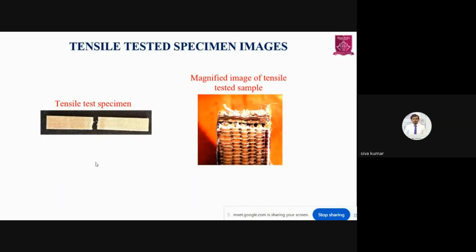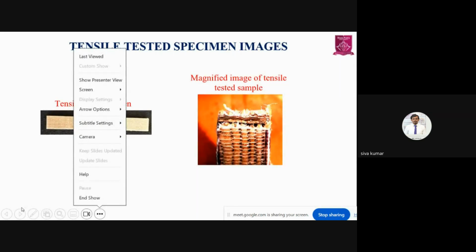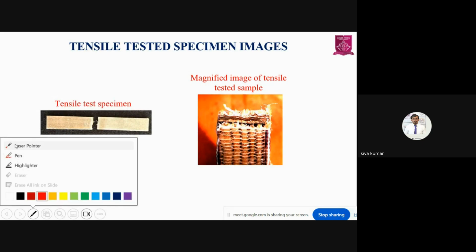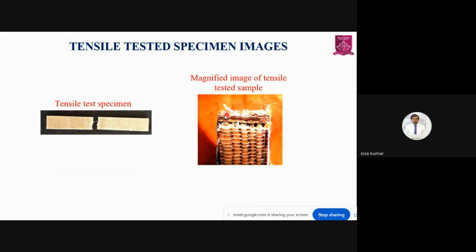After tensile testing, this is the image of the tensile specimen, and this is the magnified microscopic image of that tensile specimen. You can find the fibers out here. You can visibly see some fibers here, this and this. The center one is leather. The first layer is betel nut, and the last layer is also betel nut. In between, it is bonded by the epoxy resin and CBP particles.